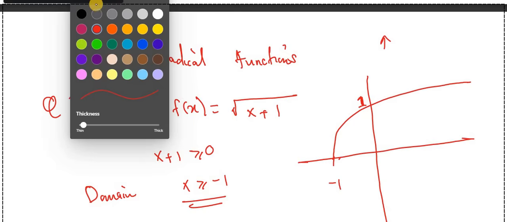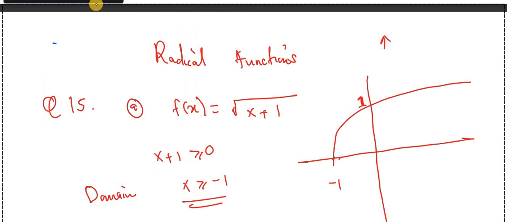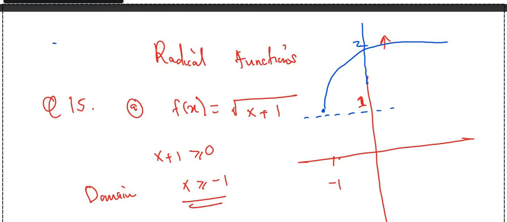If it moves up by 1 step, it will start from 1, and this part here will move to 2. So it's just going to be like this, starting from 1 and going like that. Then we can erase this other one. So this is the sketch of 1 plus the square root of x plus 1. It has a vertical shift, that's what we call a vertical shift. It simply goes up a bit.